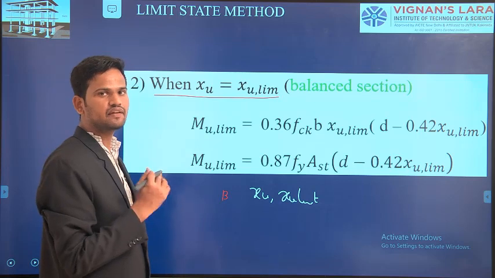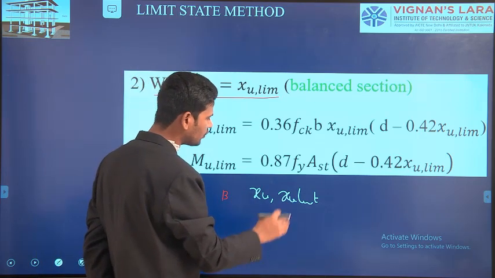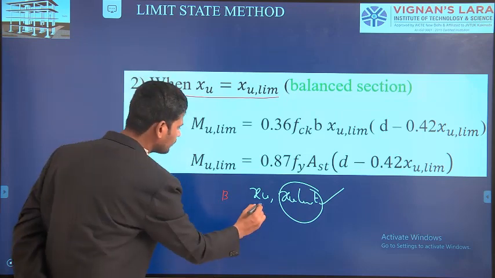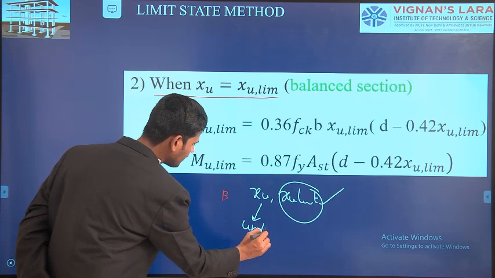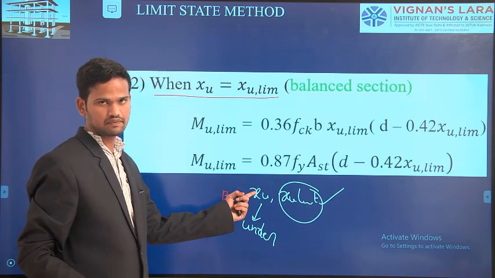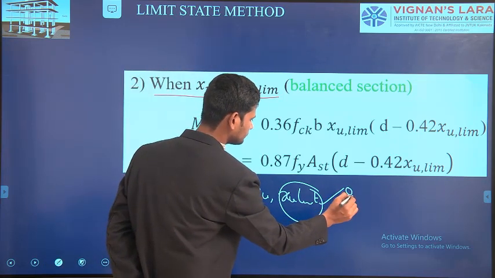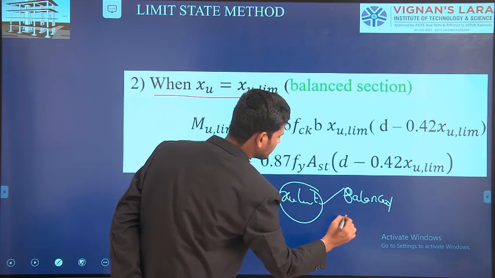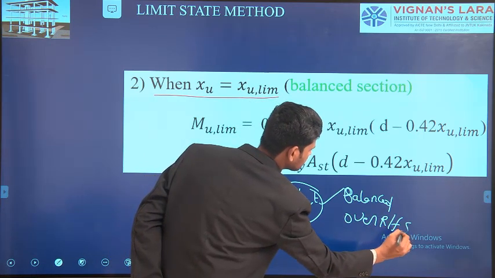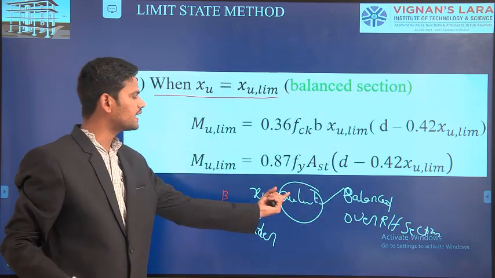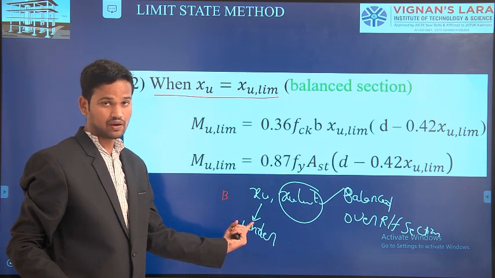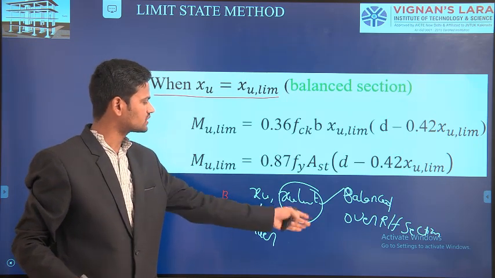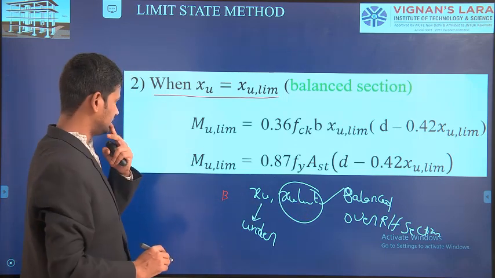But while designing any type of structural member for a balanced section, we have to take the value of xu limit, the limiting depth of the neutral axis. For the over reinforced section as well, we have to take the limiting depth of the neutral axis. Whereas for the under reinforced section, we have to take the actual depth of the neutral axis. Why for the balanced and over reinforced sections we take xu limit, and for the under reinforced section the actual xu, I will discuss in the next class.